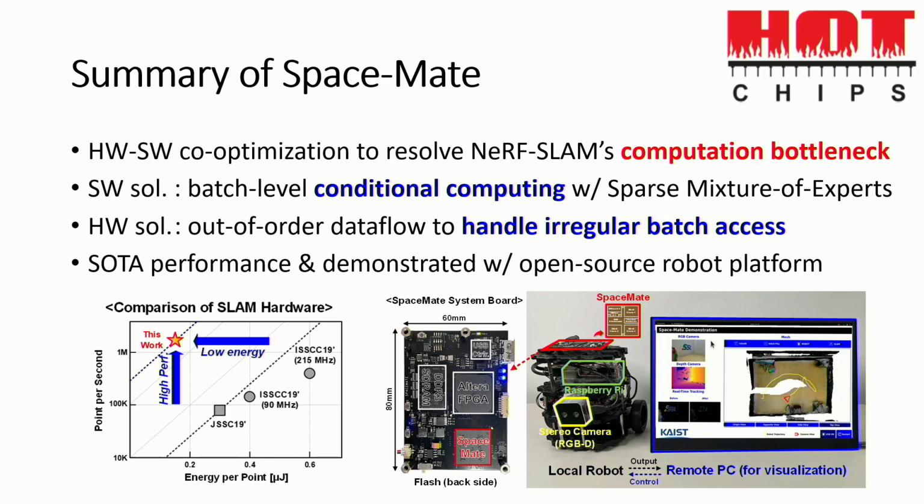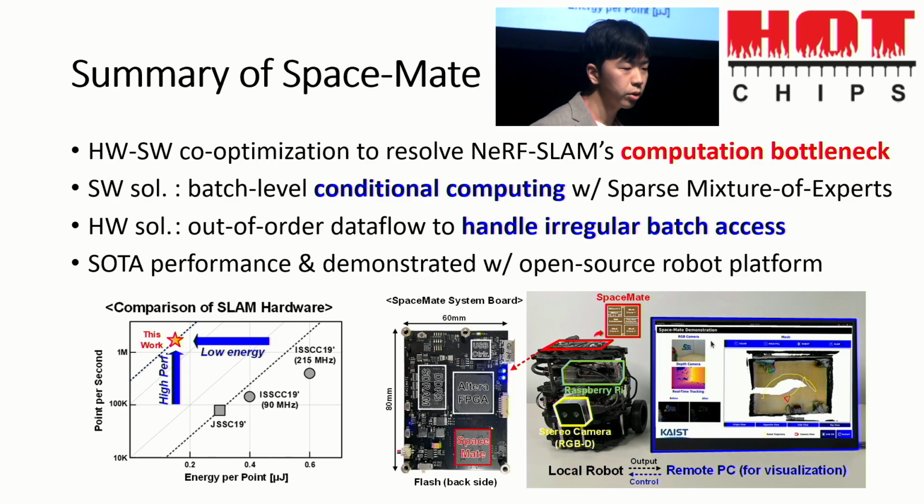Good morning, everyone. My name is Gwangtae Park from KAIST, and today I'd like to introduce a brief summary of my work nicknamed SpaceMate. It tries to accelerate NeRF SLAM, which is a fully AI-based SLAM algorithm. Its main advantage compared to traditional SLAM algorithms is that it can predict the unseen area that has not been captured by the cameras in the agent. However, it is very hard to accelerate on current commercial devices compared to the traditional ones. So I tried to do some hardware and software co-optimization to resolve such NeRF SLAM's computation bottleneck.